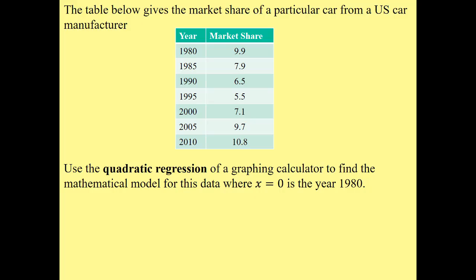Now the last thing we need to be able to do is to take a table of values and use our regression feature of our calculator. So notice on this table we're told that x equals 0 represents 1980. We'll replace the 1980 with a 0. That means 1985 would be a 5, and so on.